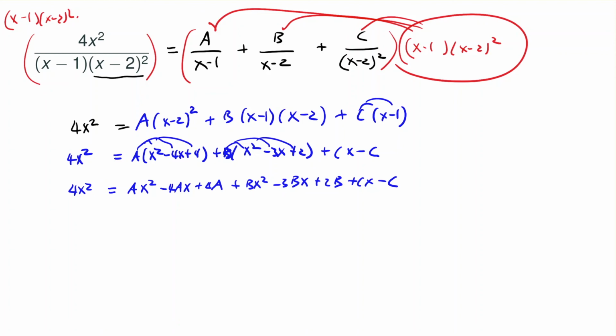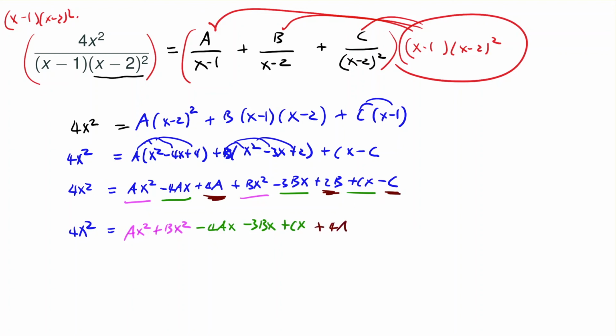So here I'm going to regroup them, rearrange them. These are all addition, right? We can rearrange the x squared terms together. So ax squared plus bx squared. Let me keep the 4x squared here. And I'm going to write the x terms, this one and this one. So negative 4ax minus 3bx plus cx. And without any x, the constants: 4a plus 2b minus c.